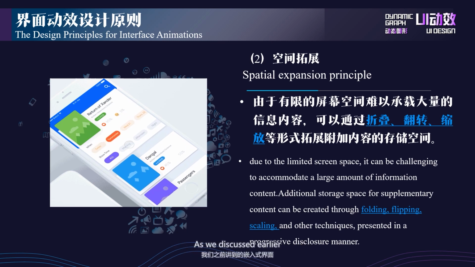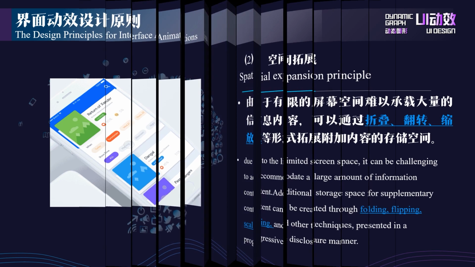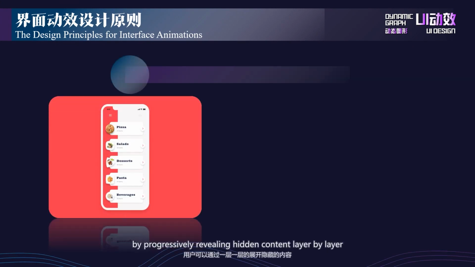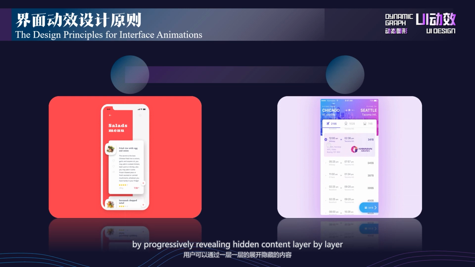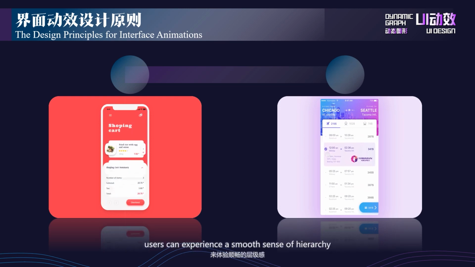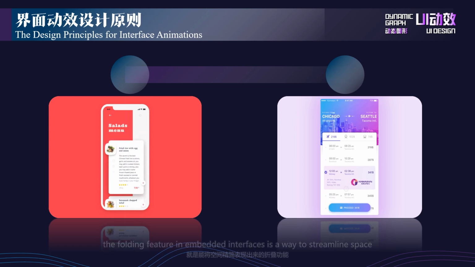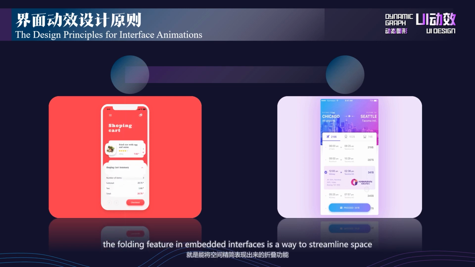As we discussed earlier, the embedded interfaces we designed can effectively demonstrate this principle. In the provided example, by progressively revealing hidden content layer by layer, users can experience a smooth sense of hierarchy. As we discussed earlier, the folding feature in embedded interfaces is a way to streamline space.